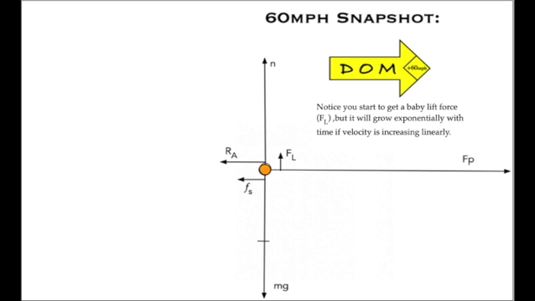At 60 miles an hour, we say that for our generic car that you start to get a little lift. And we'll get to the formula for lift here in a minute, but the car starts to lift a little bit. Still much more contact than lift. mg is much greater than lift.